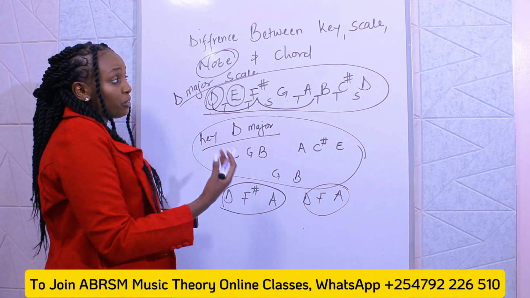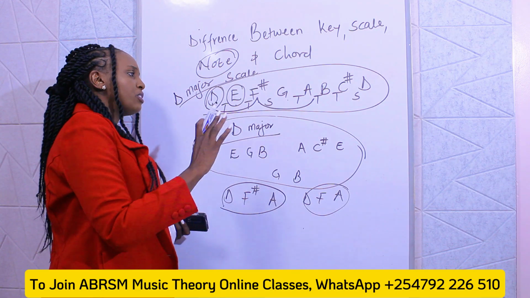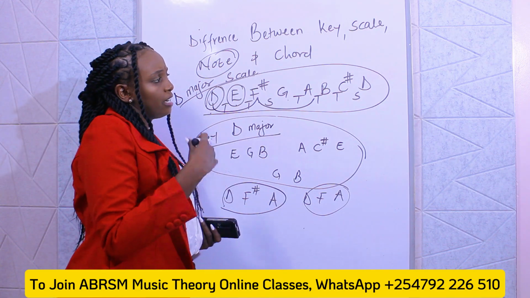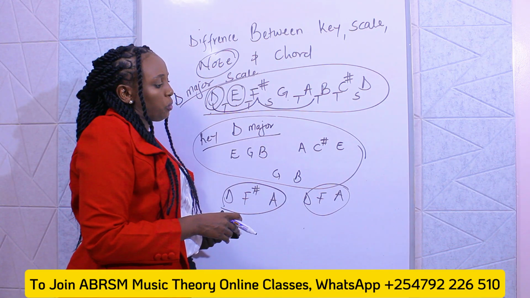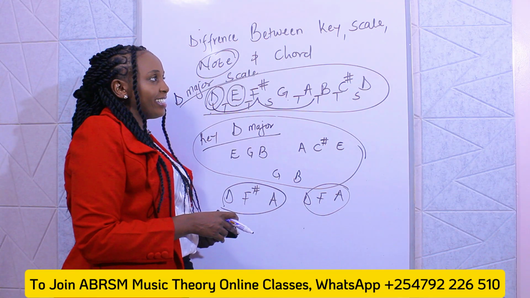We also have diminished and augmented being on the triads side. And then once you go beyond 3 notes, now we go to extended chords. Yes, and that's what chords are, notes are, scales are, and keys are.